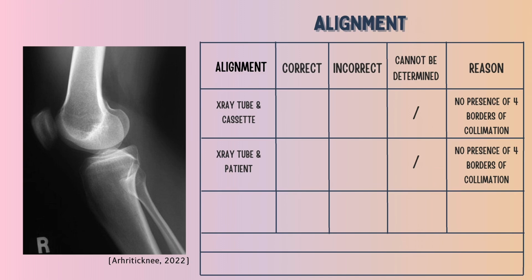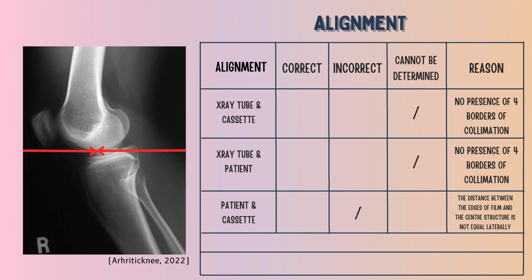And, last but not least, we must also evaluate the alignment between patient and cassette. To evaluate this, we must compare the distance between edges of film and central structure. Based on this radiograph, the alignment between patient and cassette is incorrect. It is because the distance between the edges of film and the central structure is not equal laterally.